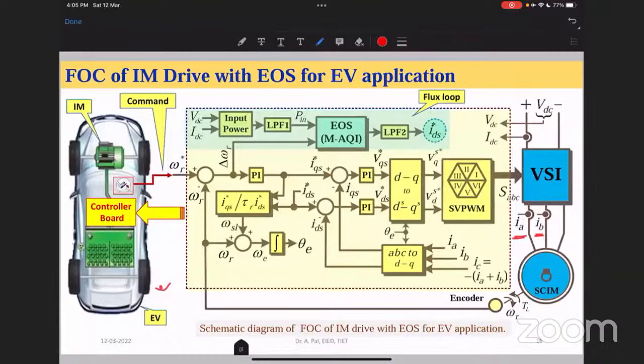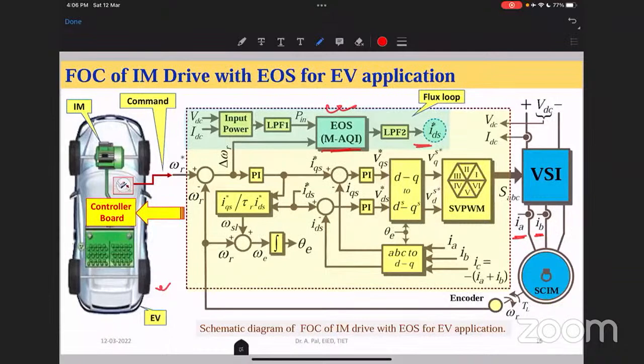The efficiency optimization strategy is integrated in the flux loop of the control scheme, to decide the optimum flux component of the current value, that is basically the flux value. Based on the input power measurement.